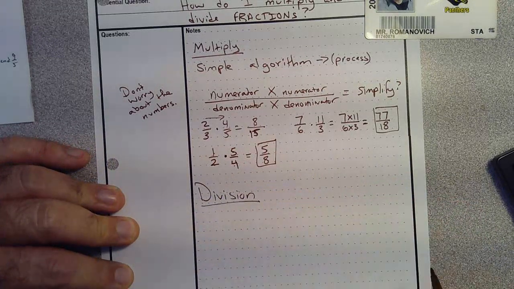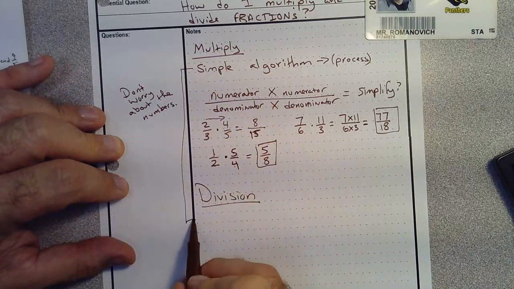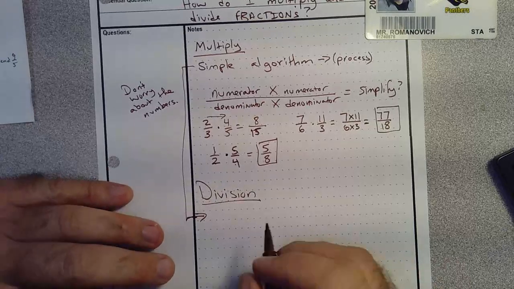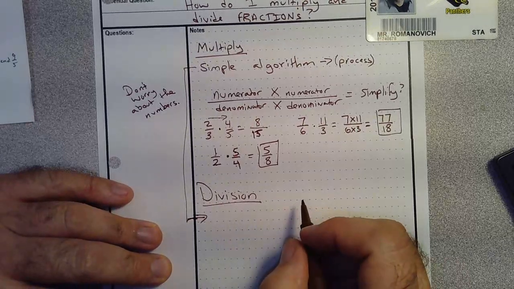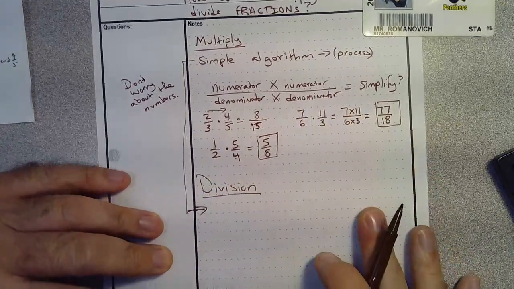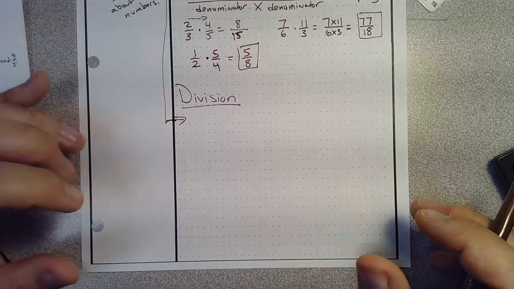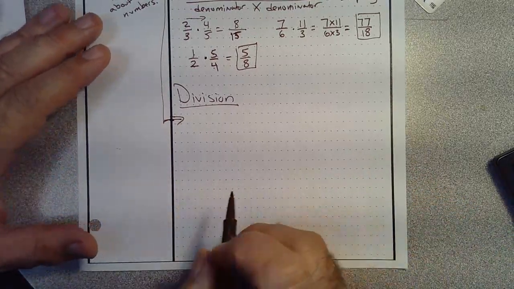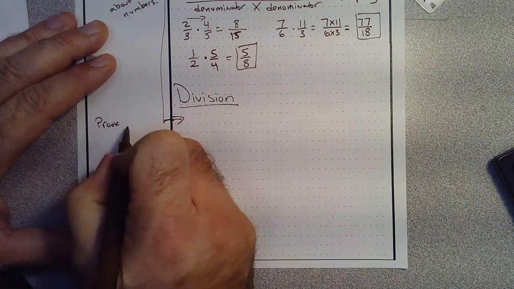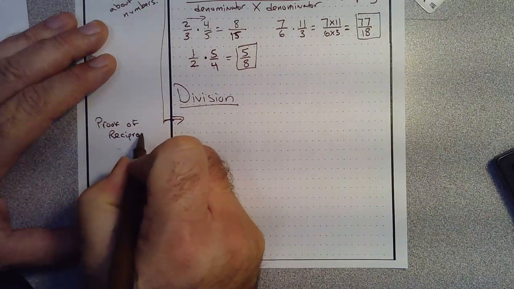All right, let's try division then. Division, or divide. This also is a simple algorithm. Instead, though, with this one, we want to multiply, and there's a way to do this. I could show this to you over here on the side. So here's my proof of reciprocal.